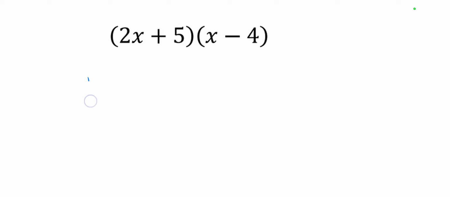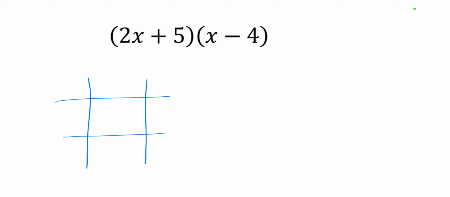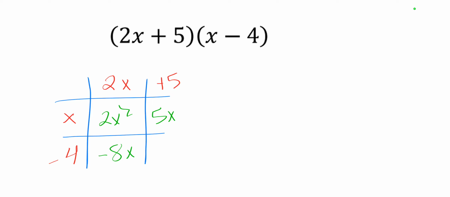Some of us preferred the box method, where we would plug in there 2x plus 5, x minus 4, kind of like your Punnett squares in biology, and say 2x times x is 2x squared, a 5 times an x is a 5x, a 2x times a -4 is a -8x, and a 5 times a -4 is a -20. Cool thing about doing it this way is that my like terms will always be on the diagonal, and I will write 2x squared minus 3x minus 20.